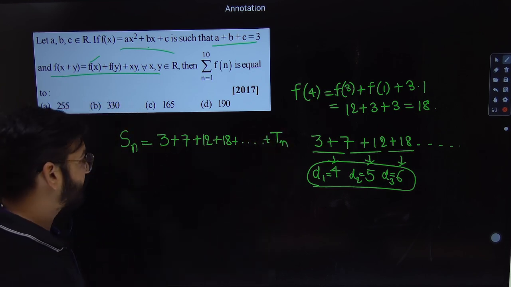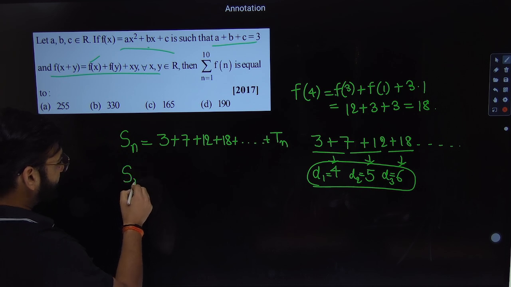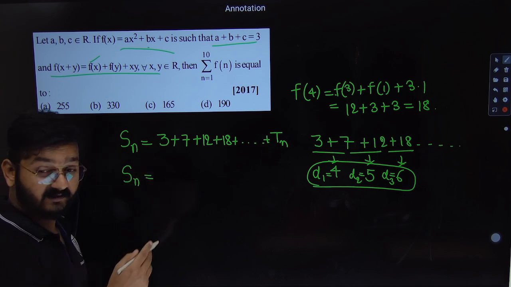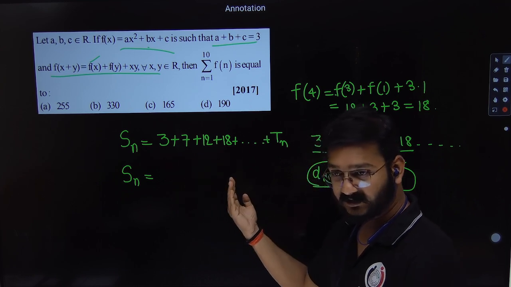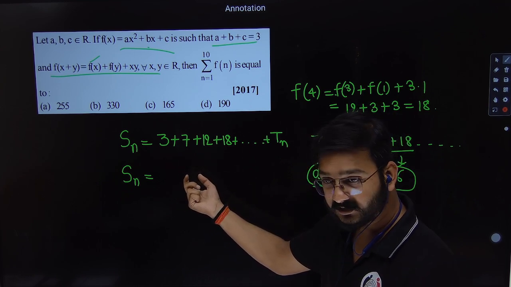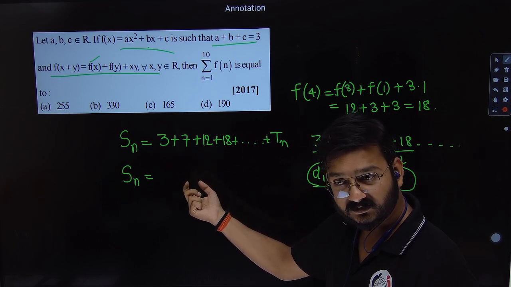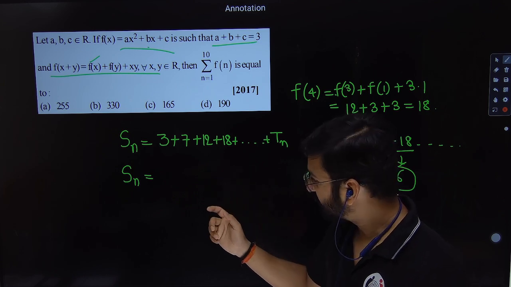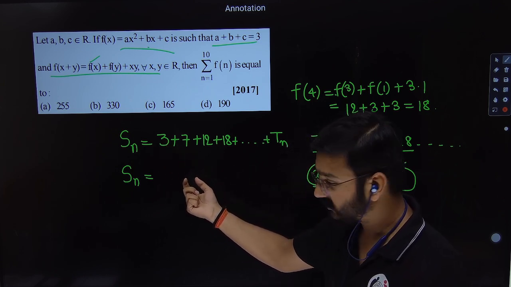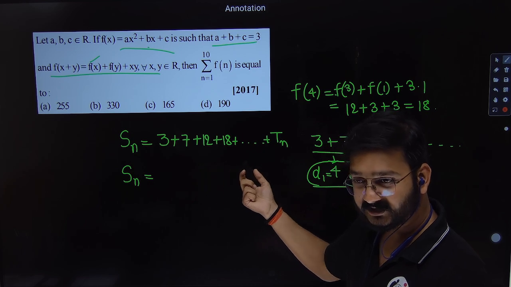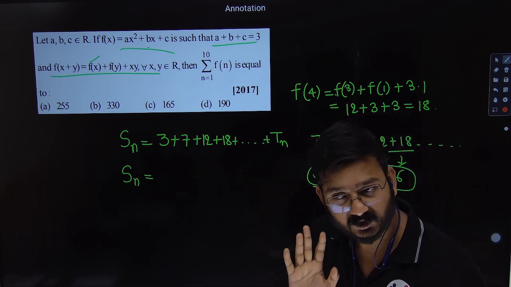Nth term. So I am writing S of n again. If I shift the terms by 1 unit to the right side, suppose I start writing from here, will the sum change? I'm just changing the position of the terms. I'm shifting 3 here: 3 plus 7 plus 12 plus 18. Will the sum change? No.